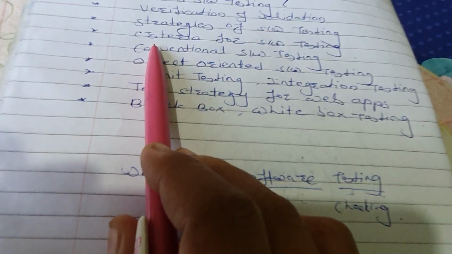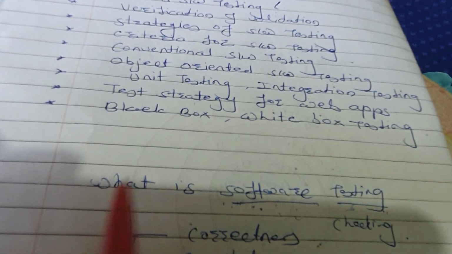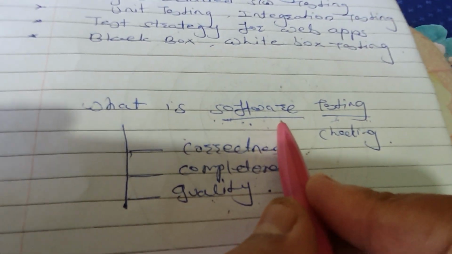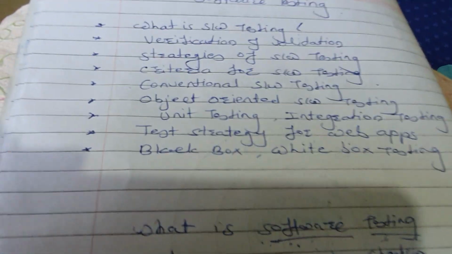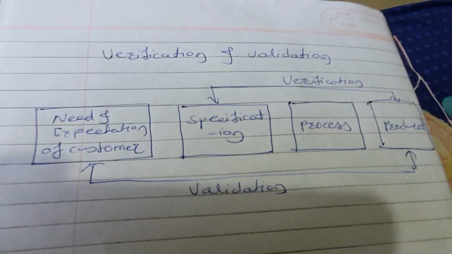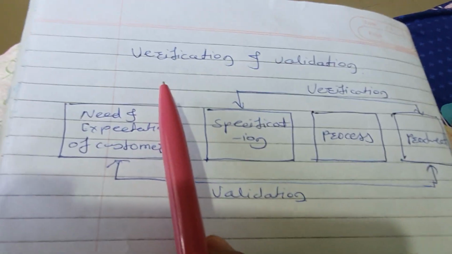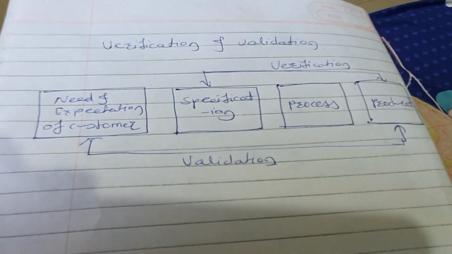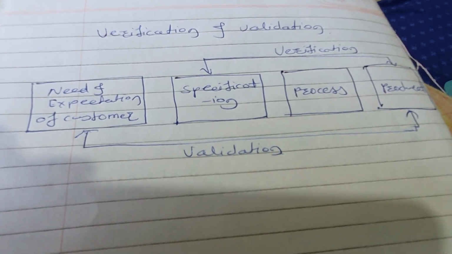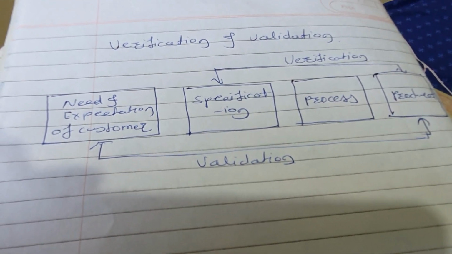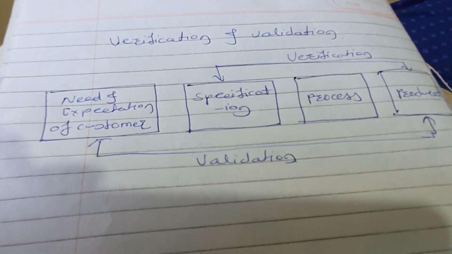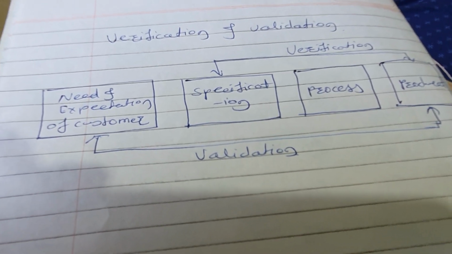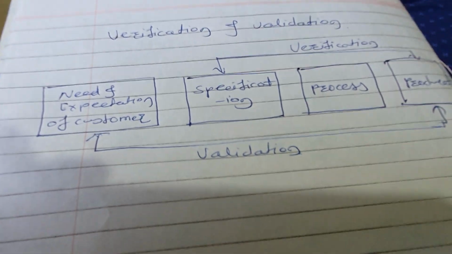So next one is verification and validation. So software testing is a verification and validation process. Means, the question is, what is the verification and validation process?